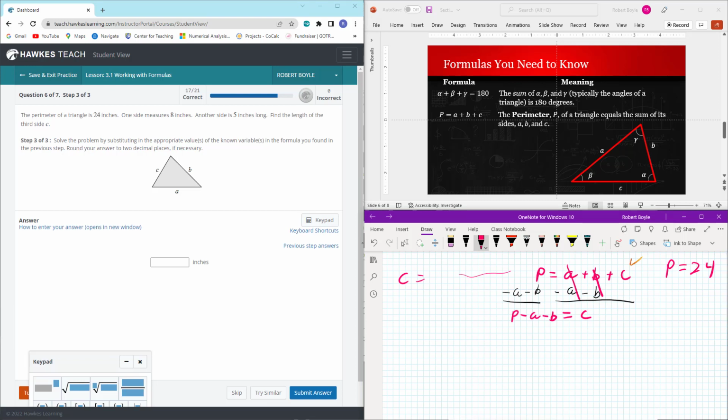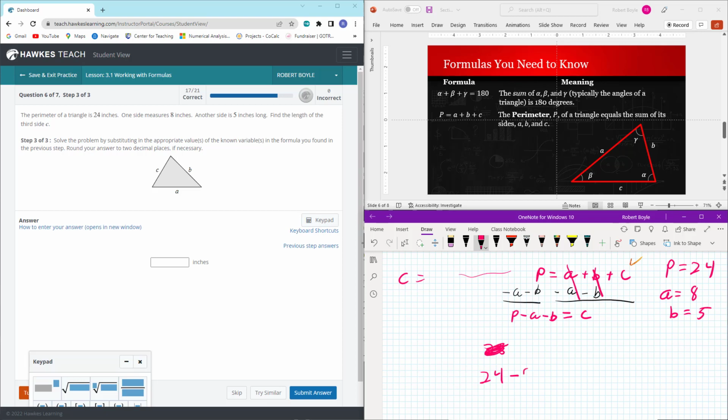And then you can call one of these A and the other one B. It doesn't particularly matter, since we might as well just go ahead and be sequential. So we can say that A is equal to 8, B is equal to 5, and then we will have, making our substitutions, P is 24.